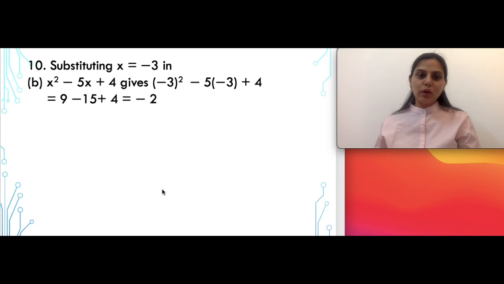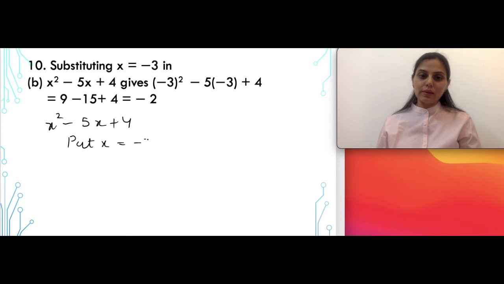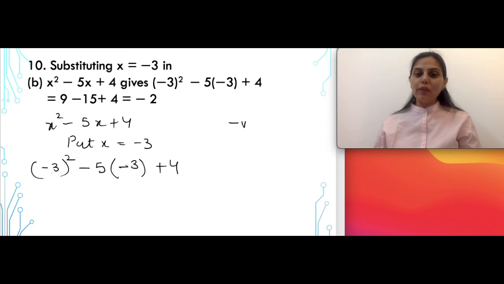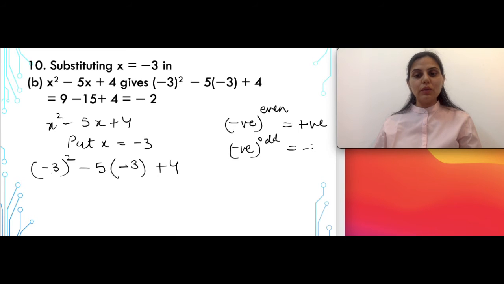Moving on to the next question now. On substituting x is equal to minus 3 in the given question, we need to find what value we should get. So the expression given to us is x square minus 5x plus 4. Let's put the value of x as minus 3 in this. X square will become minus 3 whole square. Minus 5, in place of x we can write minus 3, plus 4. If you remember the rule clearly, if you have a negative term with an even power, then your answer will come out to be positive. Similarly, if you have a negative term with an odd power, then your answer will come out to be negative.